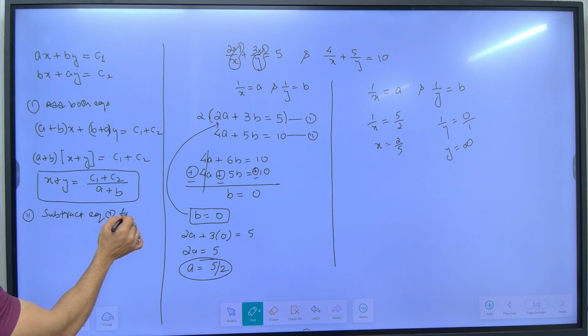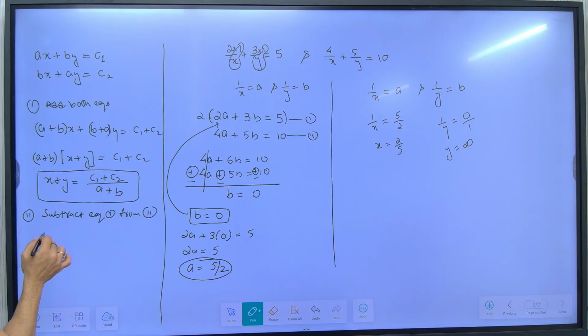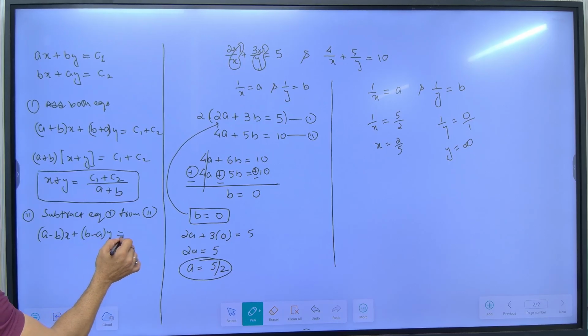Second case: subtract equation 1 from 2 or 2 from 1, your choice. Take the difference. In that case, your equation will be (a minus b) times x plus (b minus a) times y is equal to c1 minus c2.